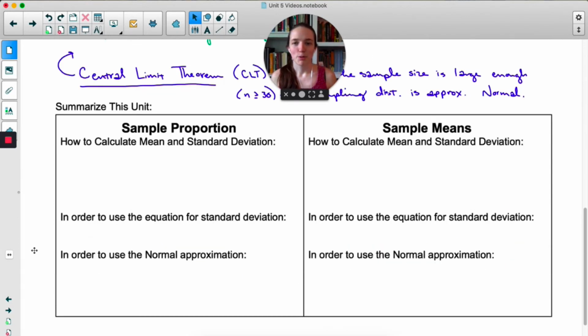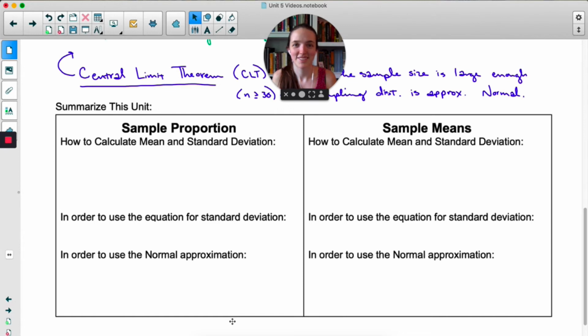We've done a lot. We've done sample proportions and sample means. So what I'd like you to do is just kind of process everything we've done so far and condense it into these two boxes. Write down how to calculate the mean and standard deviation, what you need to use in order to find the standard deviation, and then how to know that the sampling distribution is normal. You can look back at old notes or old videos if you need to. This is everything from the entire unit in two boxes.